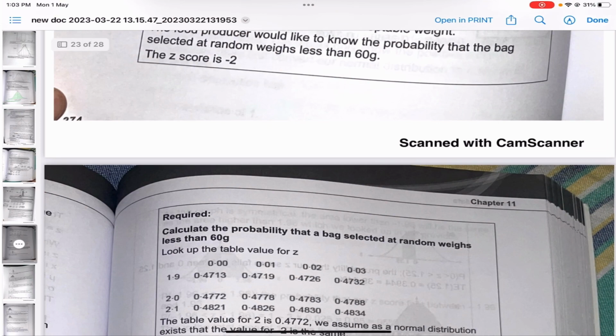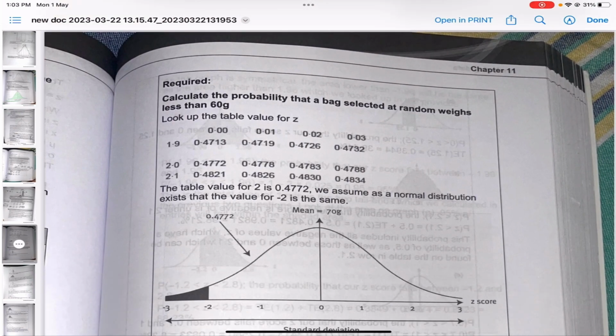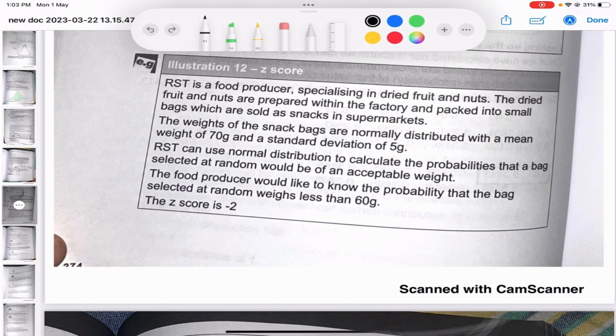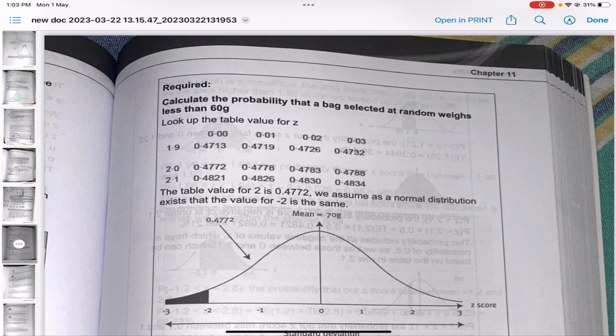The z-score is -2. Calculate the probability. Alright, so my z-score is -2. First let me find my z-score. It is -2. So everything is given to me. So how am I going to find this?